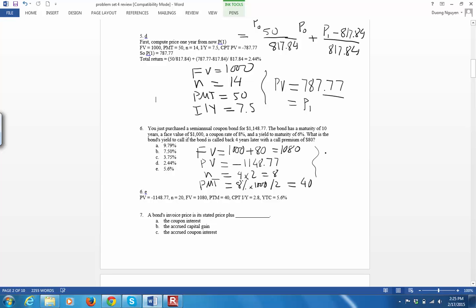So from here you should be able to compute I/Y equal to 2.8%, but this is not the yield to call, this is the interest rate for 6 months. So for the yield to call you have to multiply by 2, so 2.8 times 2 equal to 5.6. So the yield to call for the bond is 5.6%.